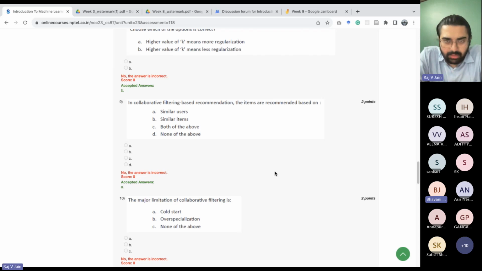Whenever ma'am explained collaborative filtering, she explained both: similar users and similar items. Similar users, she said, is practically not possible because of the huge number of users, which is why we consider similar items. Even when I was looking after your answers, I looked in Google also, and they gave both, sir: user-based collaborative filtering and similar item-based collaborative filtering.